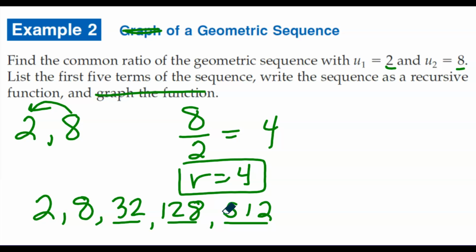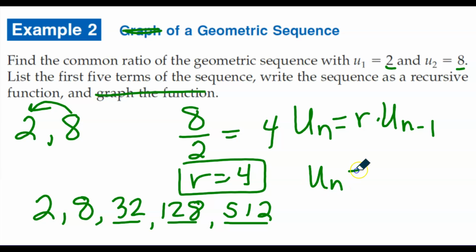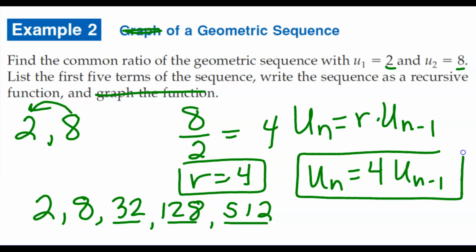And then the last part says, write a recursive function. Well, how do I write a recursive function for a geometric sequence? The form for writing a recursive form for a geometric sequence is to take the common ratio and multiply by the previous term. So it's as simple as writing 4 times u to the n minus 1. That's it.